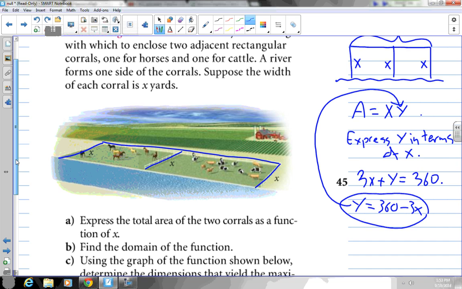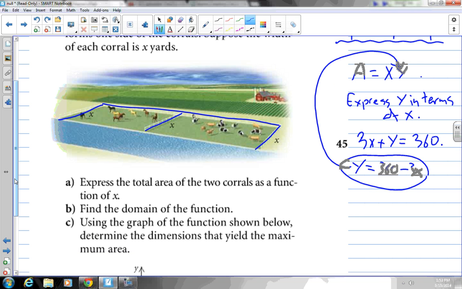Okay? So then the function becomes, area as a function of x is x times 360 minus 3x. You can distribute that, and if you do that, we'll end up with 360x minus 3x squared.